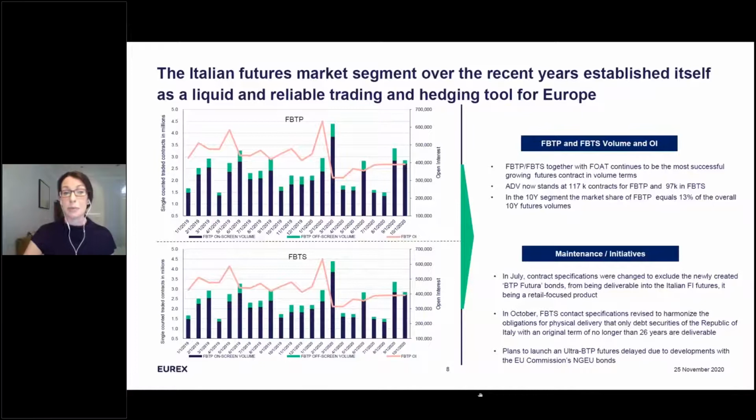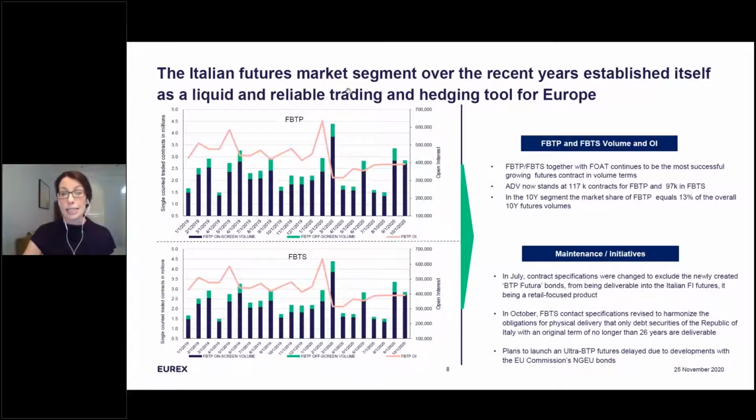As I just highlighted with some statistics, the Italian futures market has remained stable and has even seen some growth during this year, which, as I mentioned, has been very challenging for fixed income markets. ADV for BTP futures now stands at 117,000 contracts and 97,000 for the BTS futures. They continue to be the most successful growing futures in the segment alongside our OAT futures. The Italian segment has developed itself over the years to be a robust, liquid trading and hedging tool for Europe.